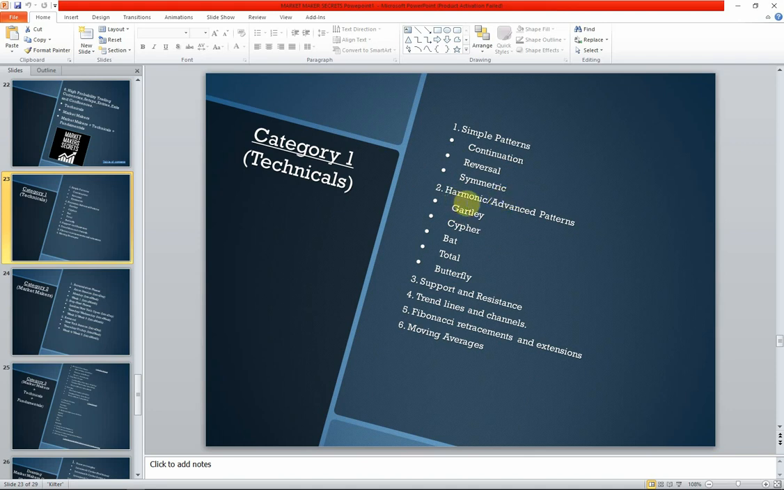And then we also have harmonic patterns. We have Gartley, Cypher, Bat, Crab, and Butterfly. I trade all of them. We also have support and resistance. We covered trend lines and trend channels, Fibonacci, golden Fibonacci retracements and extensions. We also covered moving averages. So with regards to technicals, now we know which technicals we should be concerned about, and which confluences we should look at, and so forth.